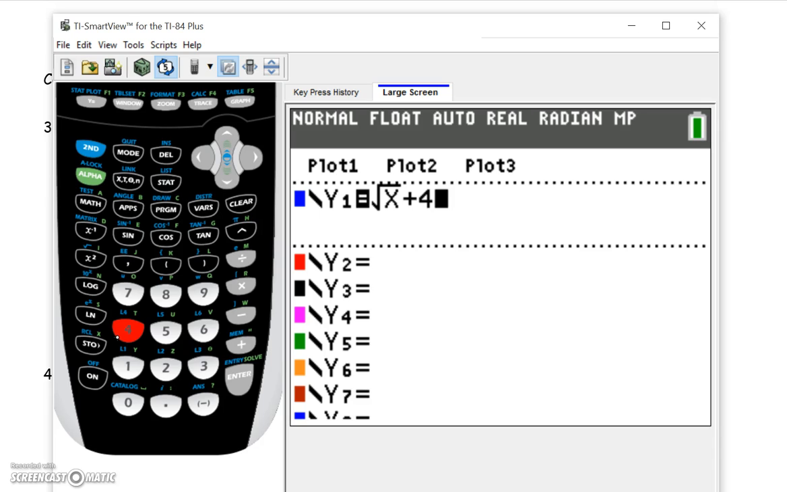Once I've done that, the calculator now has the function in its memory. And if we'd like to see what inputs yield which outputs, in other words, if we'd like to see a complete table of values, all we have to do is go to the table function of our calculator. To do that, we press the second button, and then the graph button, which is in the upper right-hand corner. You'll notice the word table is in blue text.